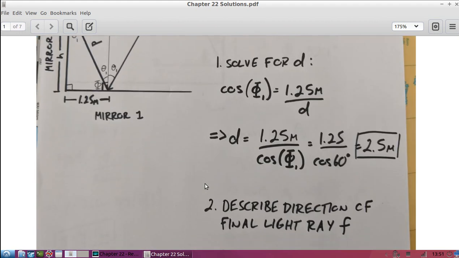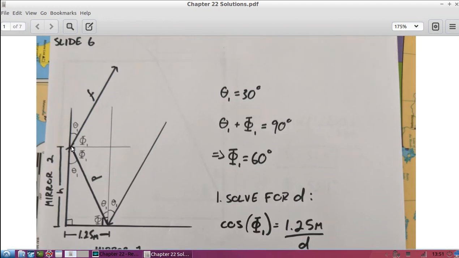Part 2 said describe the direction of this final light ray once it reflects from mirror 2. We're looking for the direction. So this is phi 1. This right here is a right triangle, so this has to be phi 1's complement, but I already know phi 1's complement. It's theta 1. I also could use that alternate interior angles are congruent. This is a perpendicular line to this surface, but mirror 2 is also perpendicular to the surface, so these two lines are parallel. So theta 1, they're alternate interior angles.